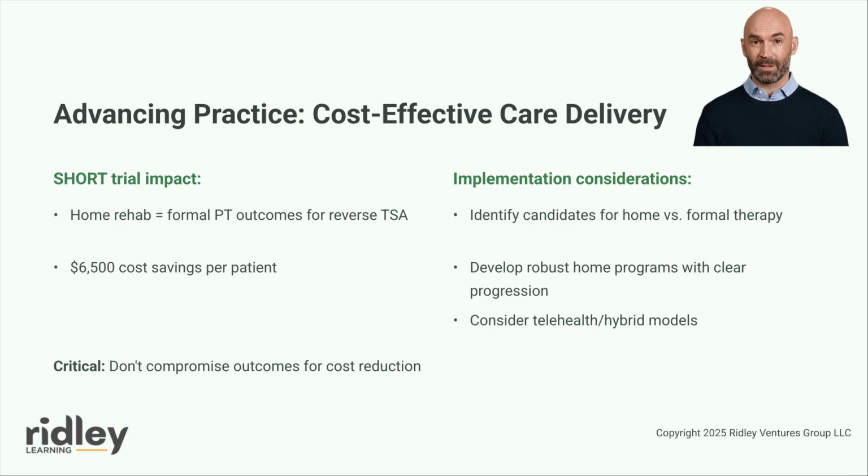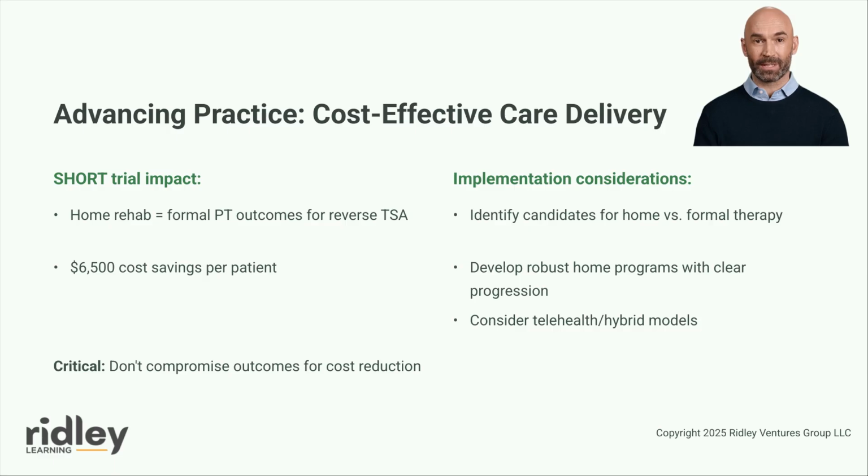Second, cost-effective care delivery models. The short trial demonstration that home-based rehabilitation achieves outcomes equivalent to formal outpatient physical therapy for reverse arthroplasty patients while reducing care cycle costs by approximately $6,500 per patient has profound implications for healthcare resource allocation and access to care.